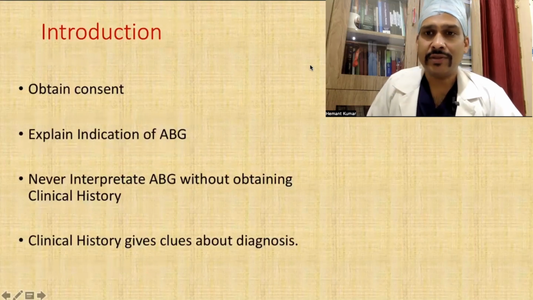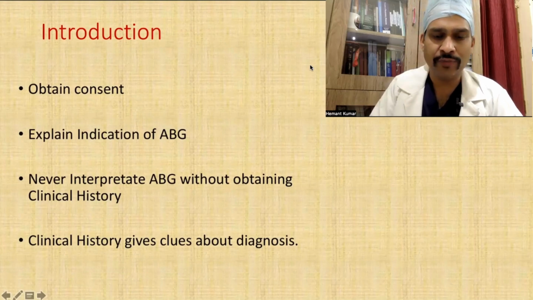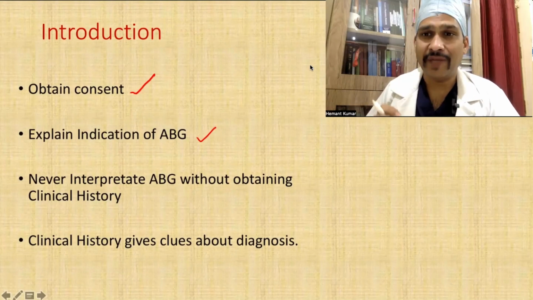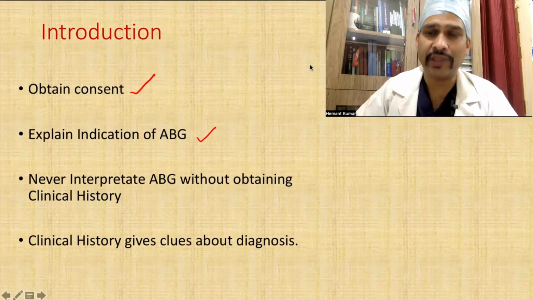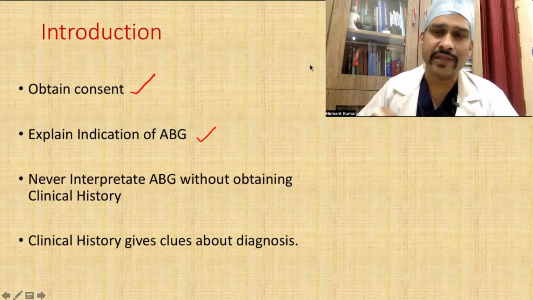So, introduction: before taking any ABG, we have to take consent either from patients or from their relatives, and we have to explain why we are taking ABG repeatedly because many times, especially in ICU, when we are changing the ventilator and we send ABG frequently, relatives think that we are getting investigations unnecessarily.